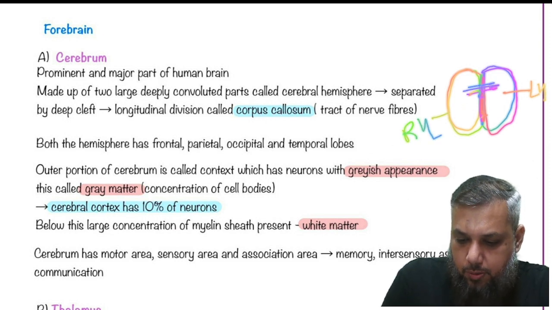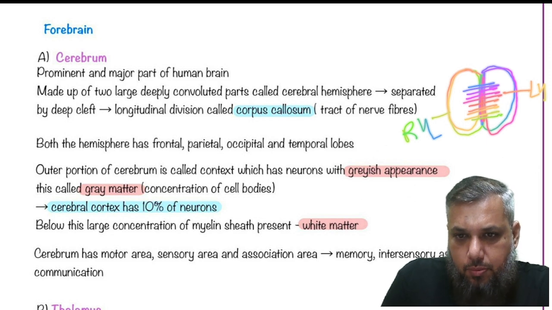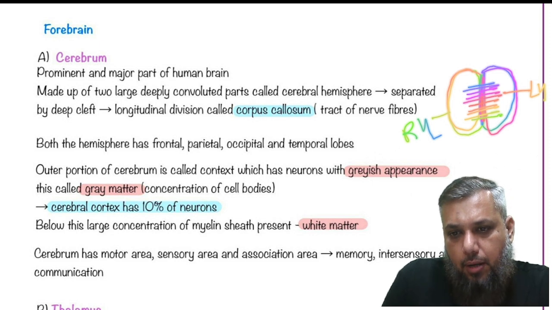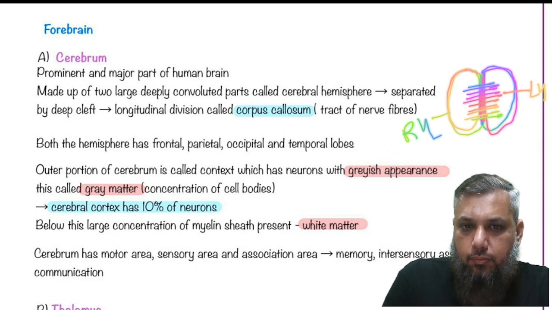And the two hemispheres are interconnected by a nerve tract. Such an interconnecting nerve tract in the human brain is called a commissure. And the name of this commissure is corpus callosum. It's a characteristic feature of mammals and it's the largest commissure in the human brain.